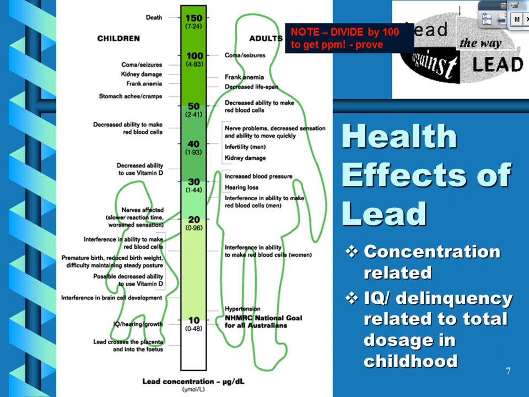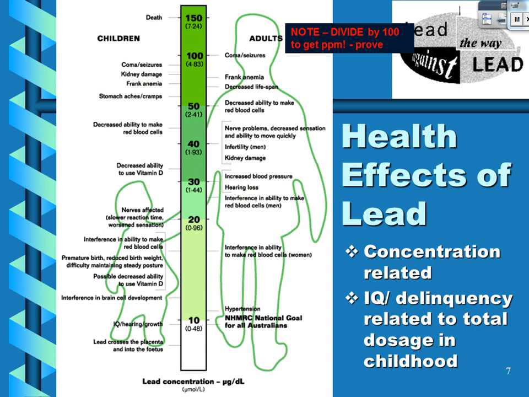So at very, very low concentrations, lead is a fatal and deadly poison. As we go up from the bottom, at 10 micrograms per deciliter, or just 0.1 parts per million, that's where there is measurable IQ loss. As we get higher and higher, you get reduced ability to make blood cells, lower birth weight, less ability to use vitamin D. At 0.2 parts per million, your nerves start to become affected. At 0.3 parts per million, it affects your blood pressure and your hearing. At 0.4 parts per million, you get greater nerve problems. You can become infertile. Kidney damage begins.